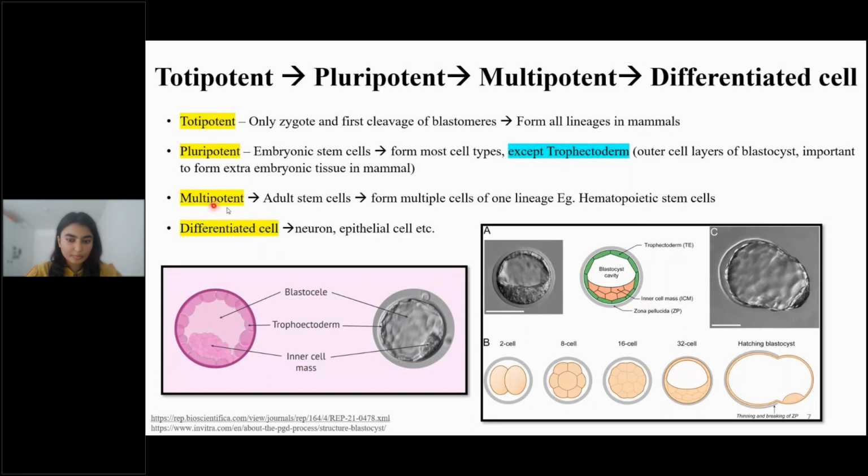And then we have the multipotent. Then it's the adult stem cells. It's also called the adult stem cells, and it forms multiple cells of one lineage. For example, the hematopoietic stem cells. Okay, so a multipotent stem cell example is the hematopoietic. Now this stem cell will make up everything, like the RBCs, the macrophages, the platelets, WBCs, the B cell, T cell. It will make up everything, but only of one lineage. Okay, so this is multipotent.